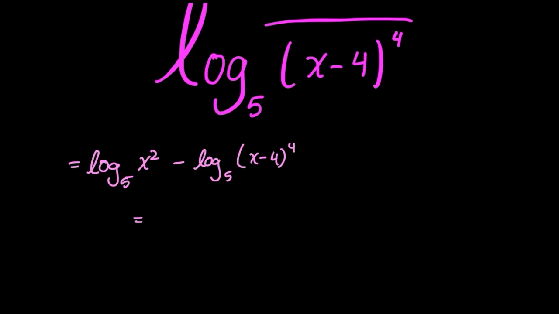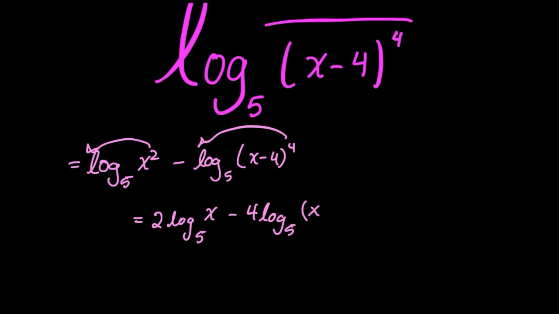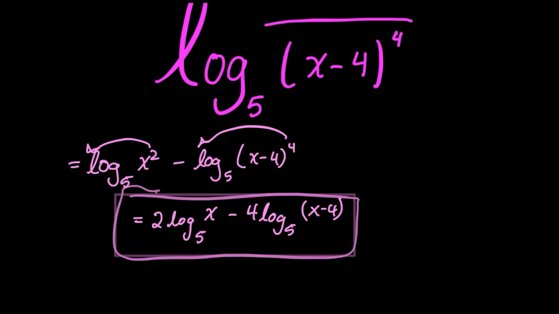So I'll take this 2 up front, and then this 4 goes up front, so I have 2 log base 5 of x minus 4, minus 4 log base 5 of x minus 4. Now you might be tempted to do something about what's inside here, but this is not a product, nor is it a quotient, so you cannot separate this log into two pieces. So this is the most simplified version of what I started with.